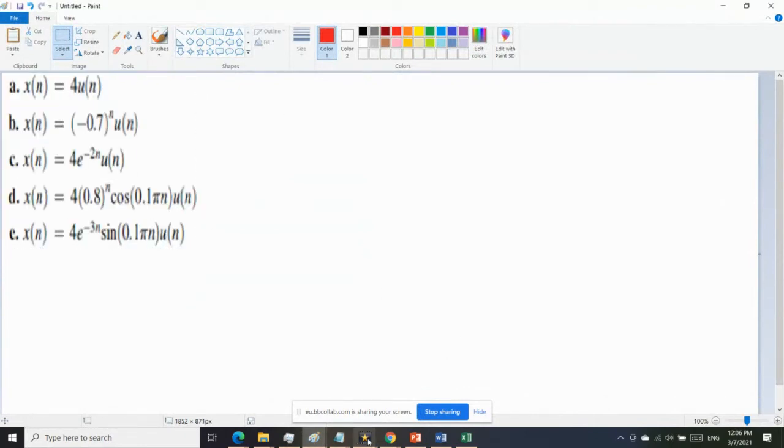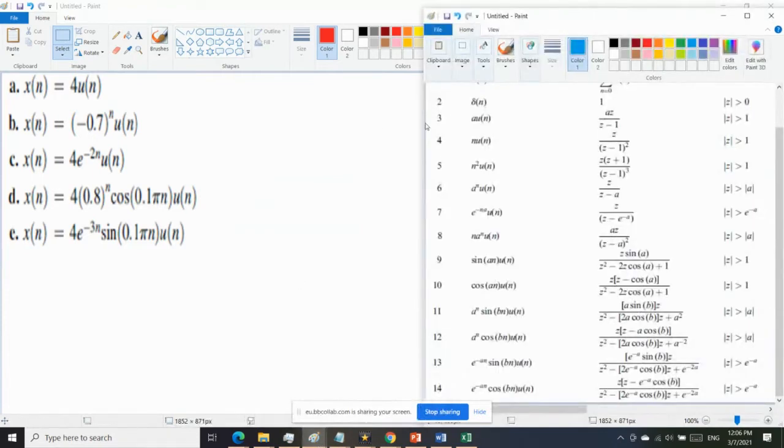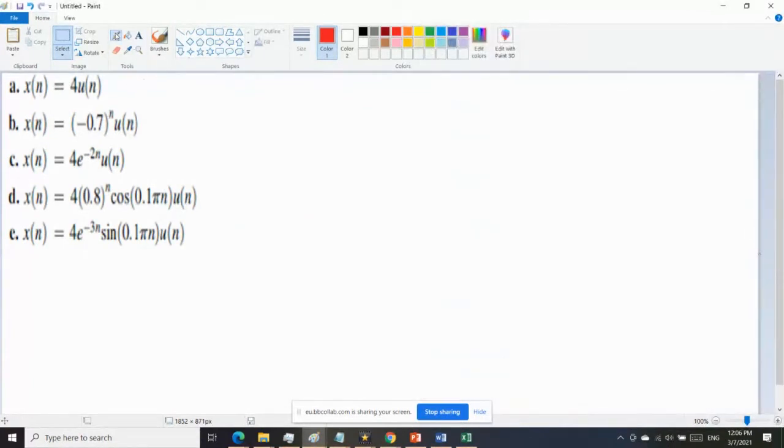Okay, so we use this rule, so it becomes AZ over Z minus 1. A is 4, so it becomes 4Z over Z minus 1.